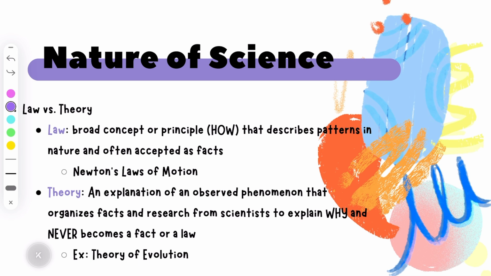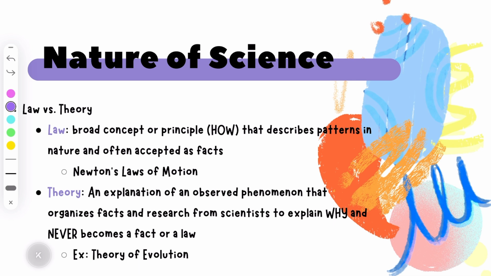it explains why that's happening. So it never becomes a law because it's not explaining how, but it's explaining why that happens. We need to be very careful because when we talk about theories in the English language, a lot of times we talk about that as though it is a guess. And in science, a theory is more than a guess. It is actually based upon observations, and theories do change whenever we gather more information.